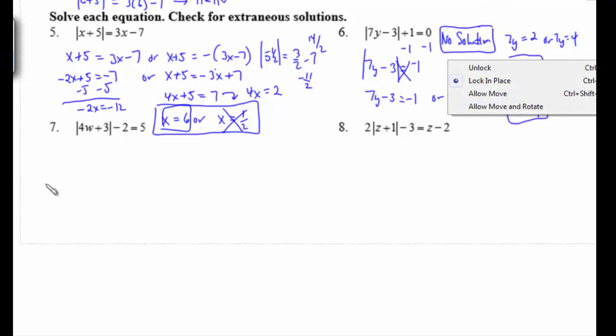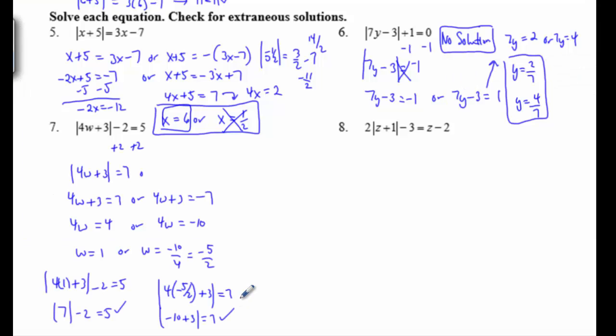Extraneous values. Hit pause for the last 2 and check back in a second. We'll see how you did. Welcome back. You ended up getting w equal to 1 and w equal to negative 5 halves. When we plug in 1, we ended up getting 7. Absolute value of 7 minus 2 is 5. Check mark. And when we plugged in negative 5 halves, we get negative 20 divided by 2 is negative 10. Negative 10 plus 3 is negative 7. Absolute value is 7.